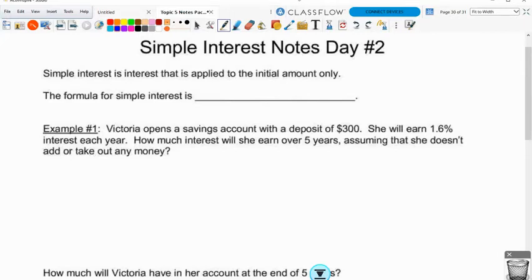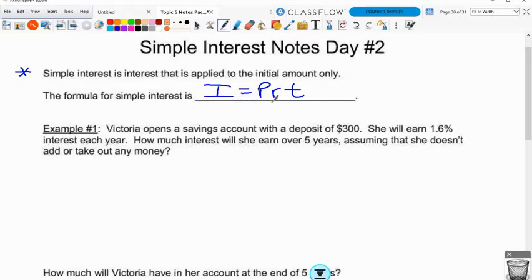In our lesson today, we're going to have more practice with simple interest. One important thing to remember with simple interest is that simple interest is interest applied only to the initial amount, which again is called the principal amount. The formula that we use for simple interest says I equals PRT. Interest equals principal times rate times time. Your rate will be given as a percentage.